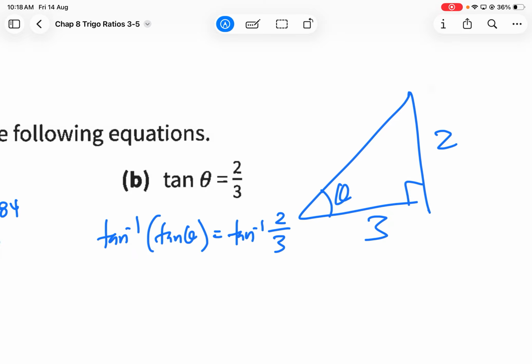So this is what? The right hand side is what I press into the calculator. Because when I tangent inverse the tangent, I can get back the angle. So the angle is tangent inverse 2 over 3. This one I just press into the calculator. My calculator will tell me the angle is actually 33.7.